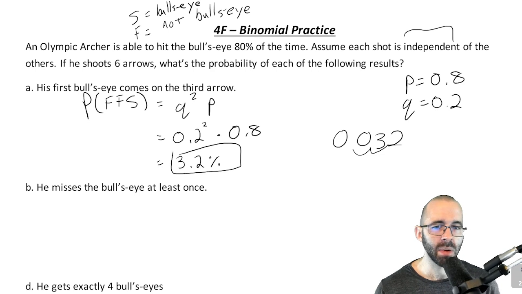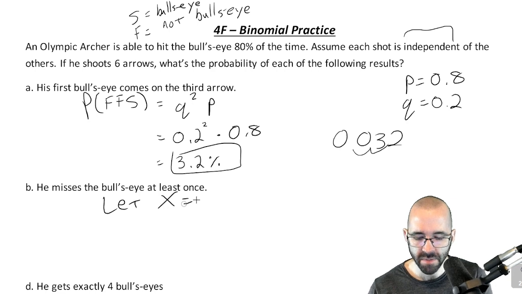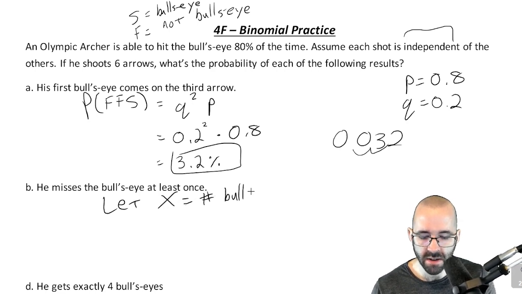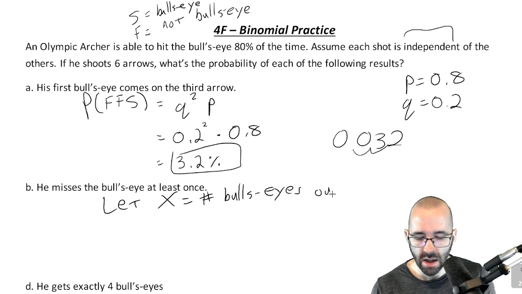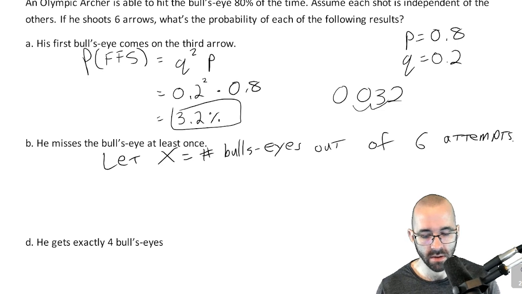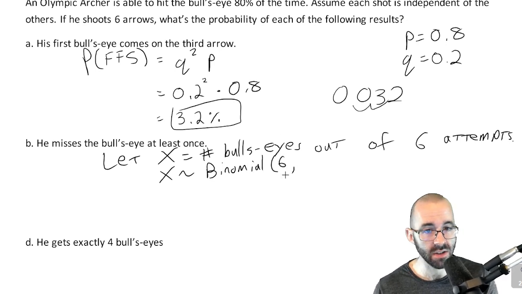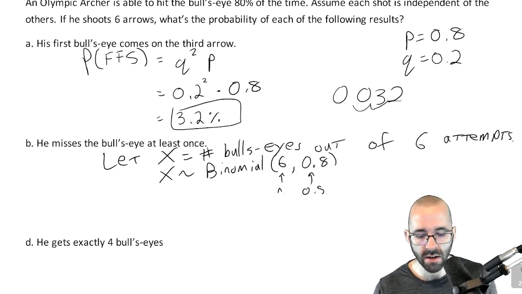So B is a little bit more complicated. The probability he misses the bullseye at least once. Well, let's let X equal the number of bullseyes out of 6 attempts. X is a binomial random variable because we have 6 Bernoulli trials and we're curious about the total. So X is binomially distributed with N, well, we know there are 6 trials, this is our N, and P, the probability of success, of 0.8.